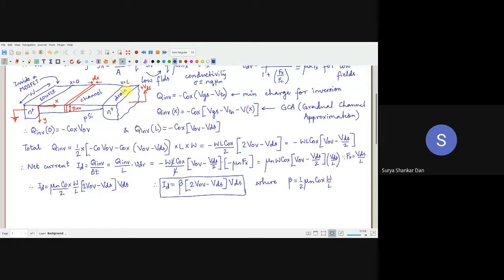It will be minus Cox into VGS minus VT minus Vx. And what will this Vx be here? It is VDS, because you have applied VDS here. Here it is 0 because it is ground. Very simple. So if we take GCA here, now something interesting is there. Notice that this shape is what? You can tell me. Trapezium. Yes, exactly. This is actually a trapezium.